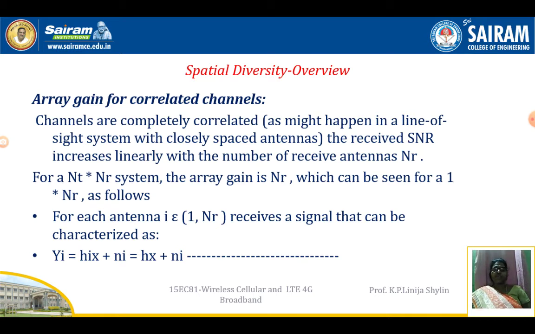Now if you think about an NT by NR system, that is, the number of transmitting antennas as well as the number of receiving antennas, the array gain is NR. For each antenna i, where i equals 1 to NR, the received signal can be characterized as yi = hi x + ni, that is, y = h x + ni.